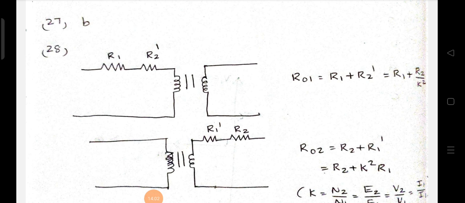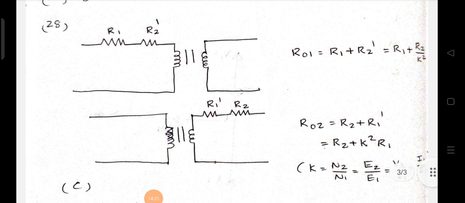Similarly, when resistance is transferred from primary to secondary, R1 is replaced with R1 dash, from the second figure. The total resistance referred to the secondary side is R2 plus R1 dash. Here R1 dash will be K square into R1. Now the K value we already know, right? K is nothing but N2 by N1. That means the square of the transformation ratio is reciprocal to the turns ratio, right?